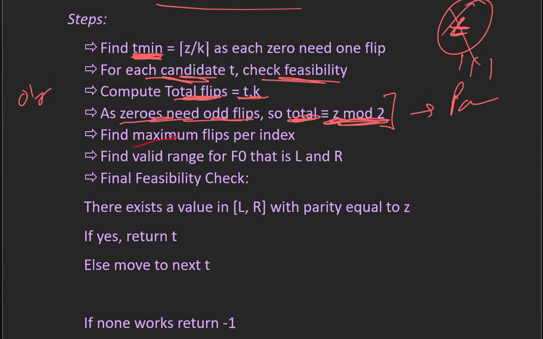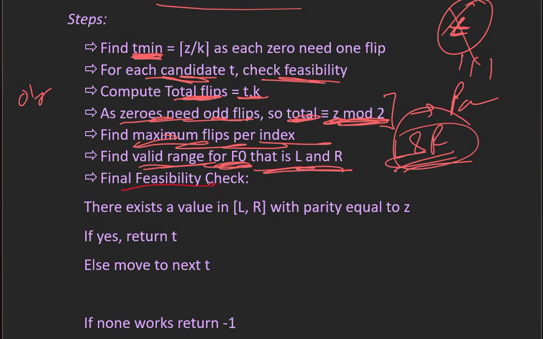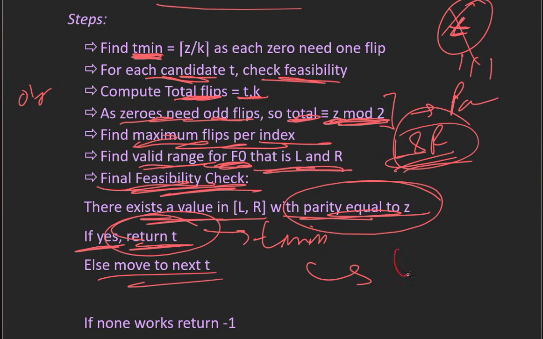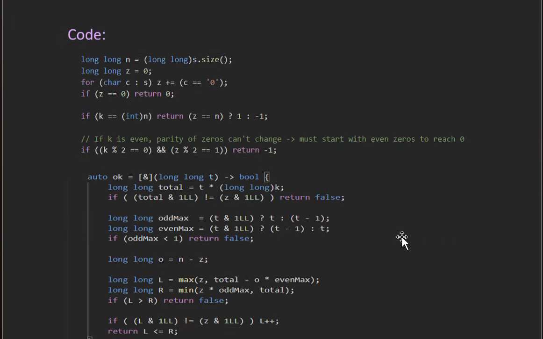And then we'll find the maximum flips per index, and after that we'll find the valid range for f naught, that is l and r, that we have seen above, using the equations to find the values of l and r. Then we do the feasibility check. For the final feasibility check, we see whether there exists a value in the range l to r whose parity is equal to z. If that value exists, then we get our t minimum, that is the minimum number of operations. Else we move to the next t and do the same operations, and if there is not a single t, then we return -1.